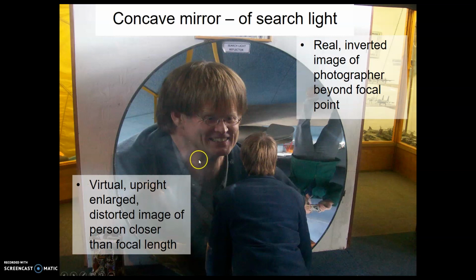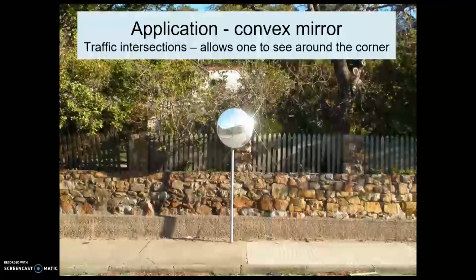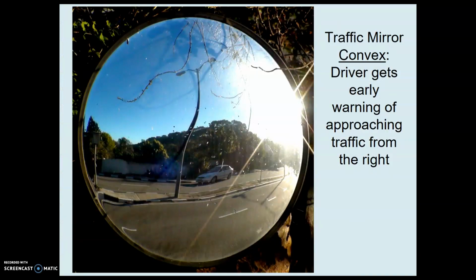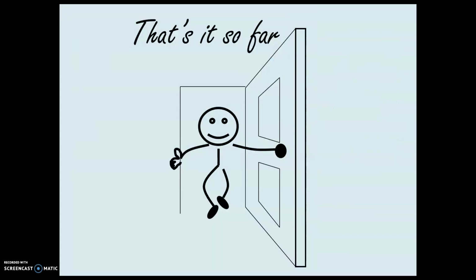A compact mirror that women sometimes use for putting makeup on also enlarges the image. A convex mirror is sometimes used at traffic intersections, and it allows the user to see a wider angle. And that's it so far.